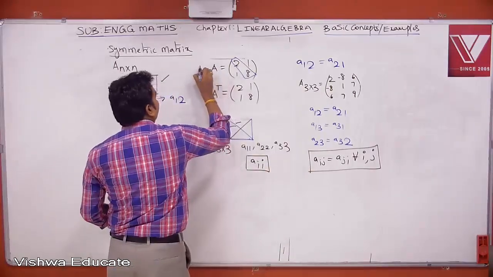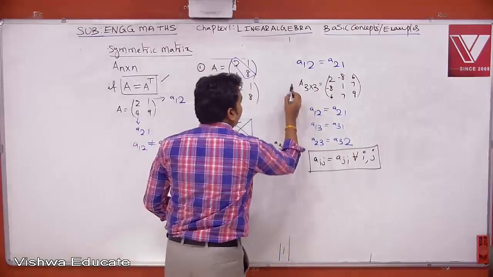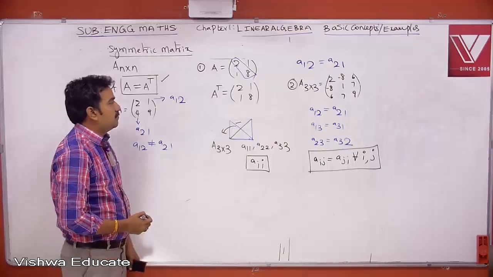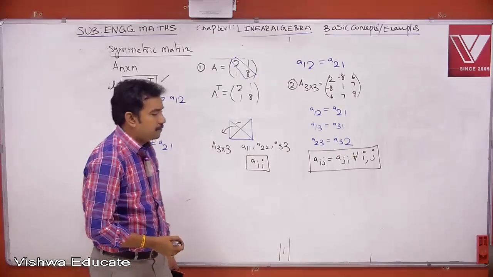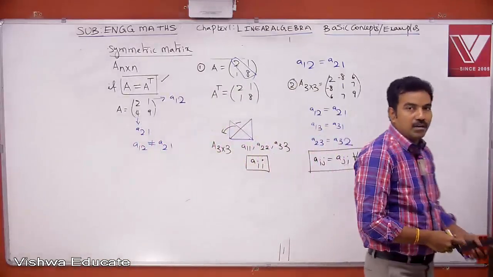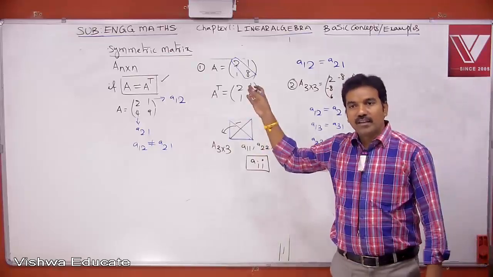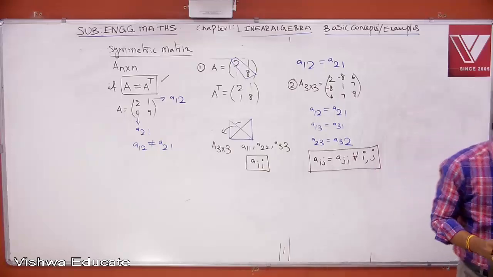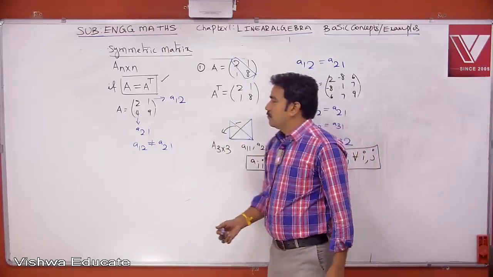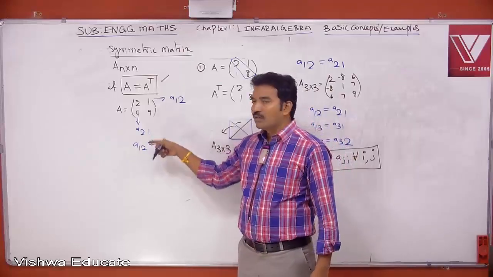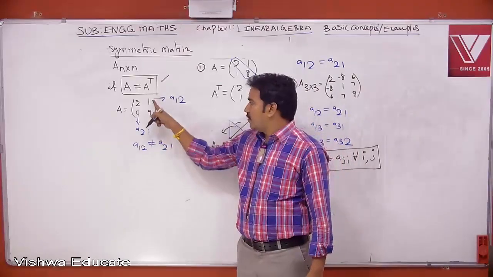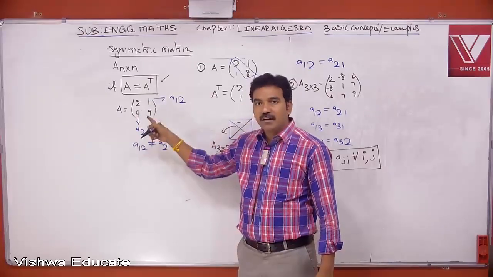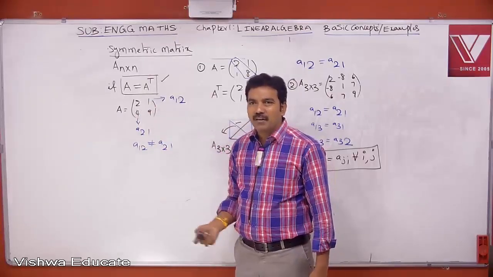This is the first example, and this one is the second example. Both are symmetric matrices. Note down example 1, example 2. This is an example of a non-symmetric matrix, because of this difference, 1 is not matching with 4. Here A is not matching with A transpose. So this is a non-symmetric matrix.